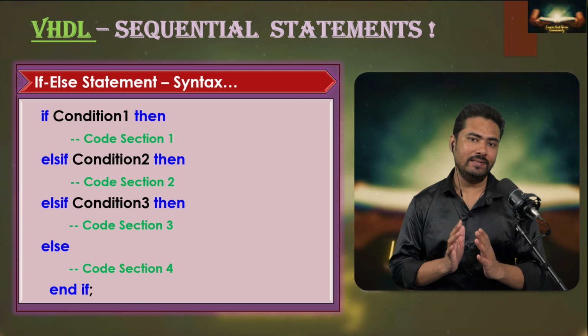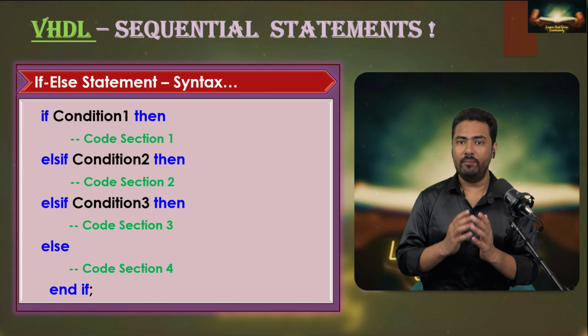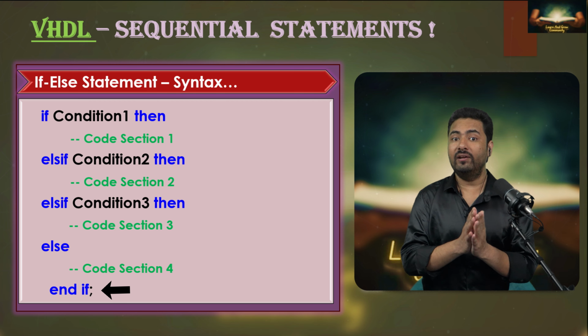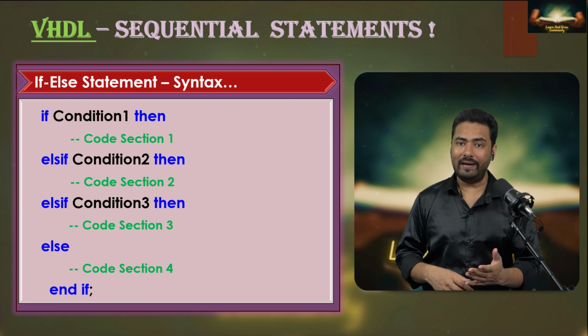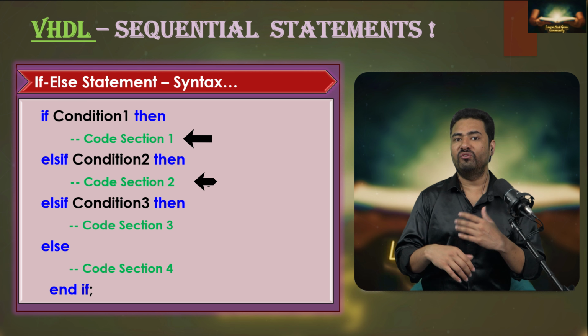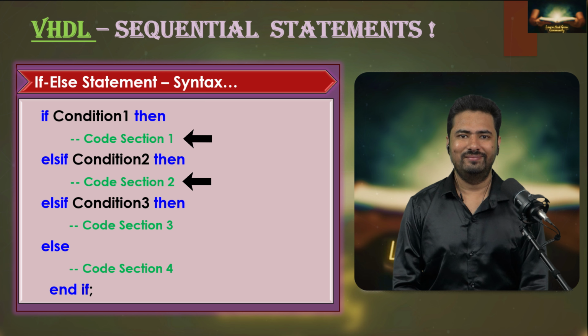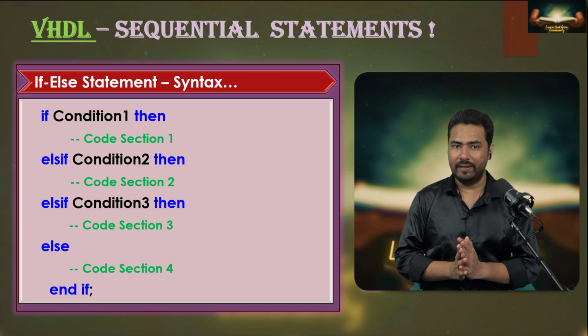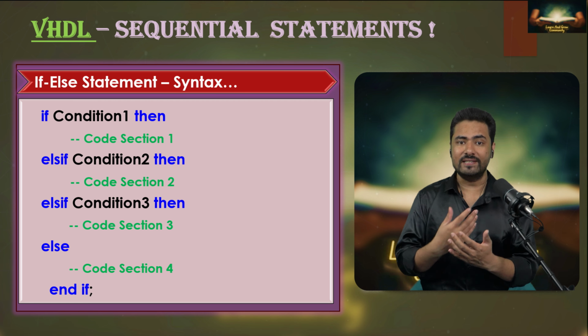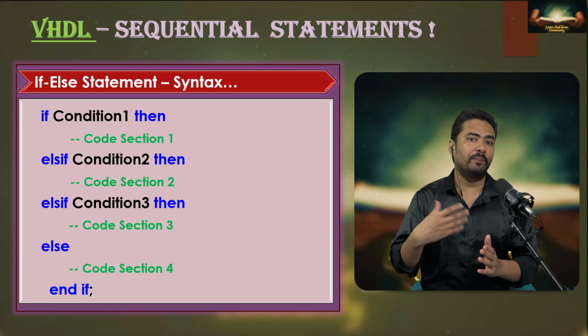Next important point is each if statement must be ended with an end if statement. And the third note is there is no bracket needed to group the statements in VHDL for the code sections. Now let me tell you the most important point with the if-else statement. And it is that if-else statement has the priority in place.